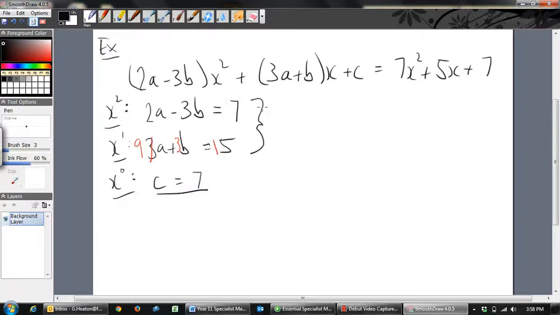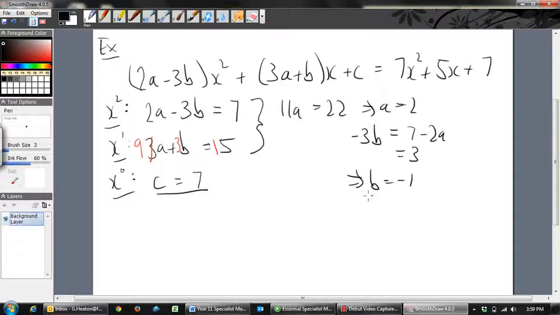So what we get, if now we add these two together, we get 11a equals 22, which means a is equal to 2. And b will be equal to, if I just rearrange these, well, we've got negative 3b is equal to, if I move that, 7 minus 2a, which is equal to 7 minus 4, which is 3. Therefore, b is equal to negative 1. So there we go. a is equal to 2, b is equal to negative 1, c is equal to 7. And that's basically how we do it.